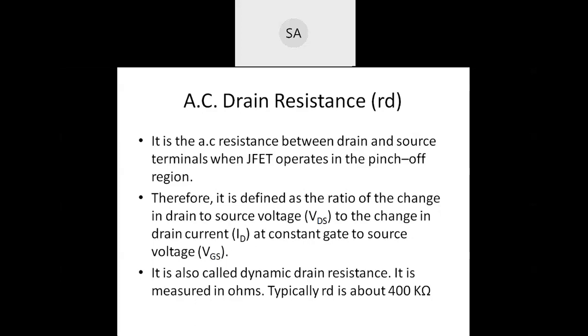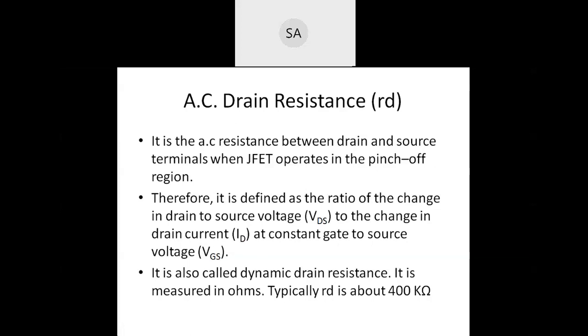That is, in the saturation region only, where the performance is constant. It is the AC resistance between the drain and source terminals when JFET operates in the pinch off region. Therefore, it is defined as the ratio of change in drain to source voltage to the change in drain current at a constant gate to source voltage, that is, keeping VGS constant.